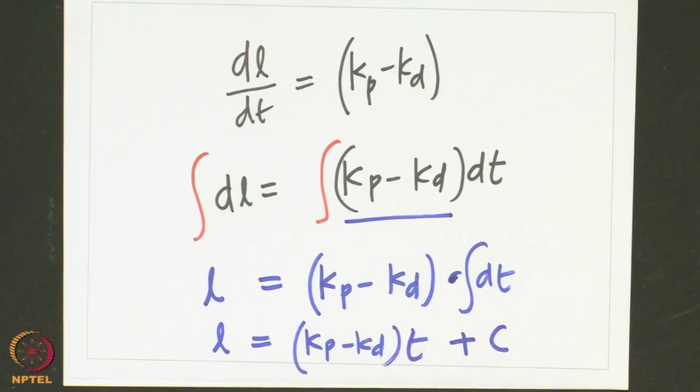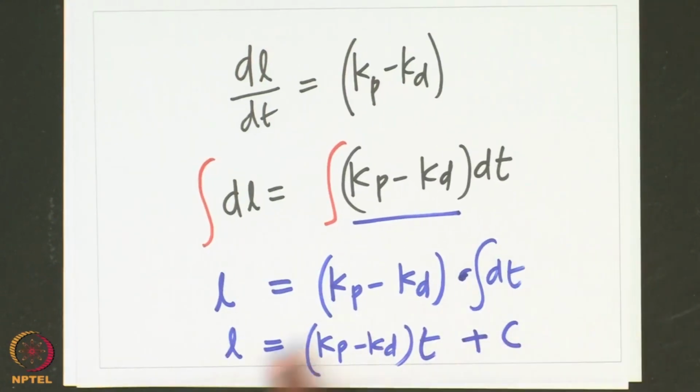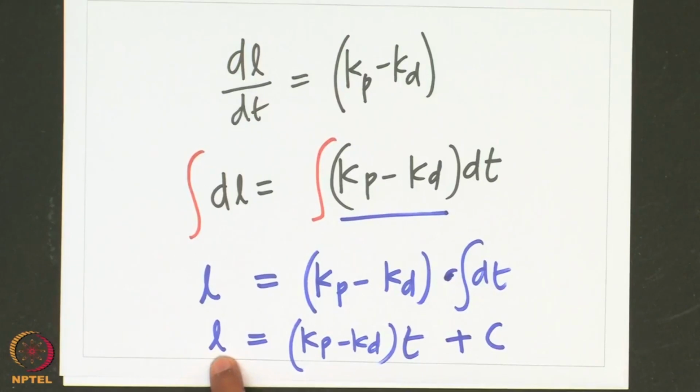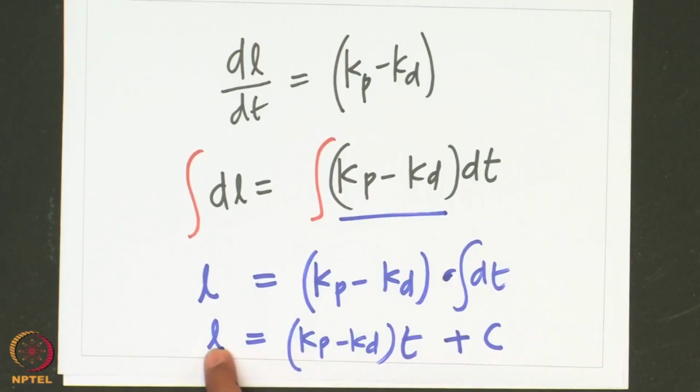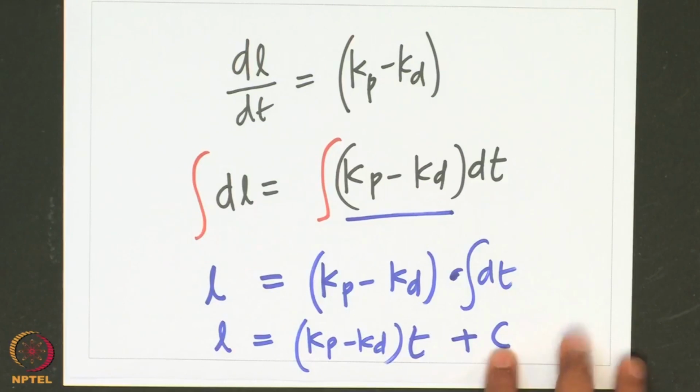So, that is L. The length of actin at any time t, if I know the time t and this constant, I can calculate the length of actin at any time from this. Assuming Kp and Kd are constant, I can get this kind of formula. So, Kp minus Kd times t plus c is my length of actin at any time t.